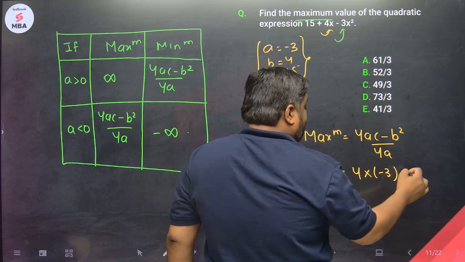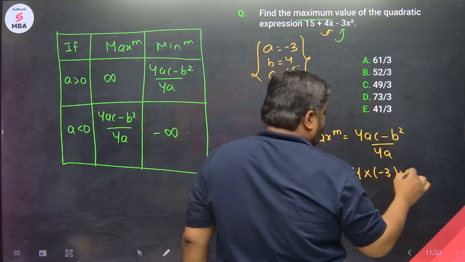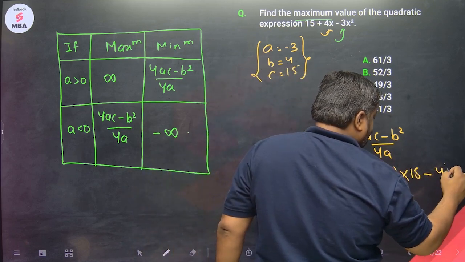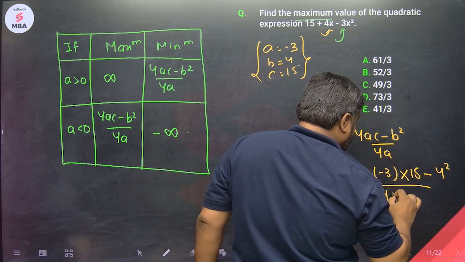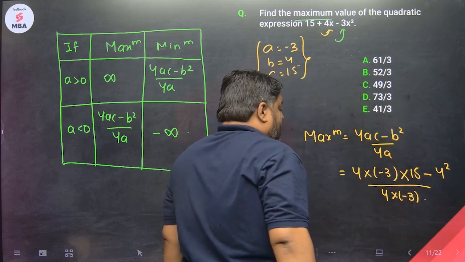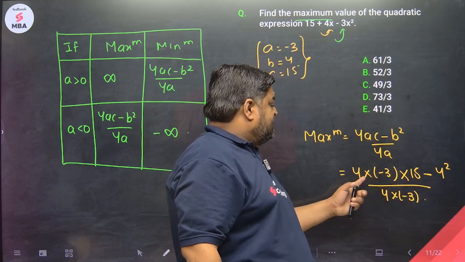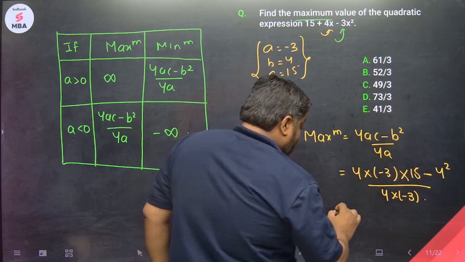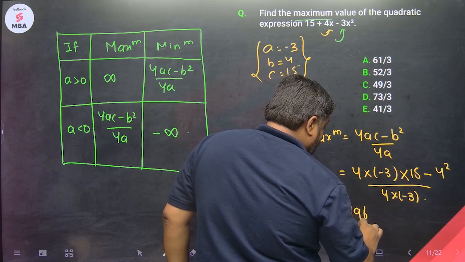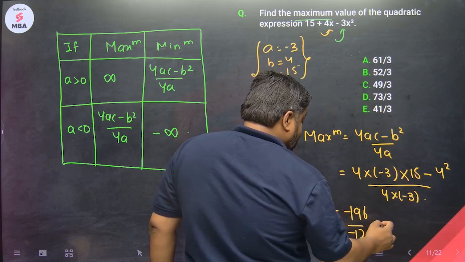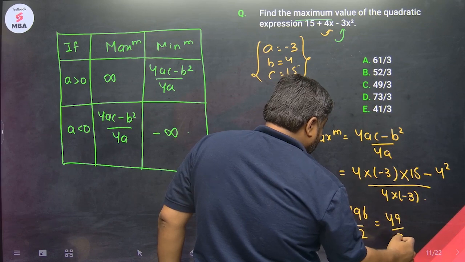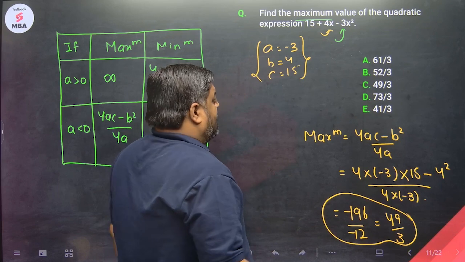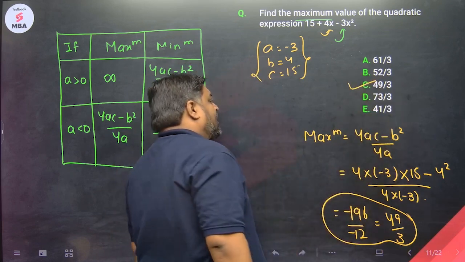So 4 into a into what is c? c is 15 minus b². My b is 4, तो 4² upon 4 times a, 4 times minus 3. Let's try and solve this. 15 4s are 60, 6 3s are minus 180, minus 16, तो minus 196 upon minus 12. 4 से cancel out हो जाएगा, 49/3, minus minus gets cancelled out. So this becomes my maximum value, option C. I hope I'm clear with this.